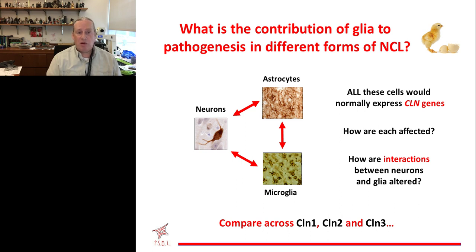Now, it's entirely plausible that astrocytes and microglia could be affected because they too express those genes which are defective in these diseases. So we've been asking very simply, how is each of these different cell types affected in the disease, and how are the interactions between these cells altered? And we've been doing this comparing across the three major forms of the disease, CLN1, CLN2, and CLN3 disease.